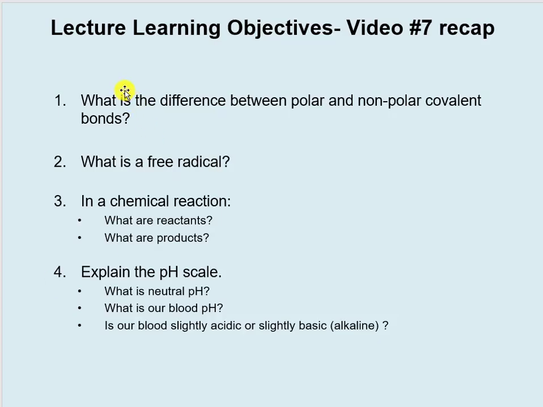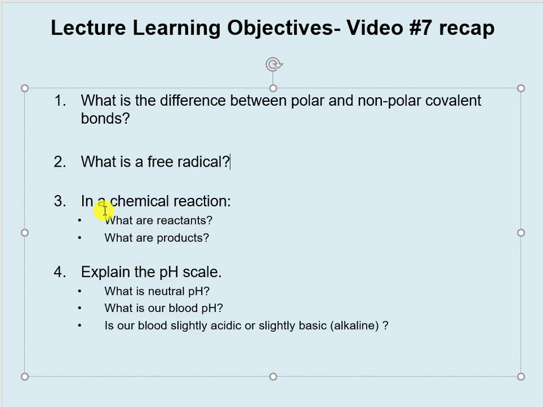All right, to recap. The difference between polar and non-polar covalent bonds we've covered. We've identified a free radical: an atom or molecule with an unsatisfied octet rule, and therefore it has resorted to stealing electrons from other molecules, destabilizing them as a result. In a chemical reaction, reactants are the things that are interacting with one another, and products are the things that are formed. And on the pH scale, neutral pH is 7, our blood pH is 7.4, therefore it is ever so slightly alkaline or ever so slightly basic. And that'll wrap it up for this video.